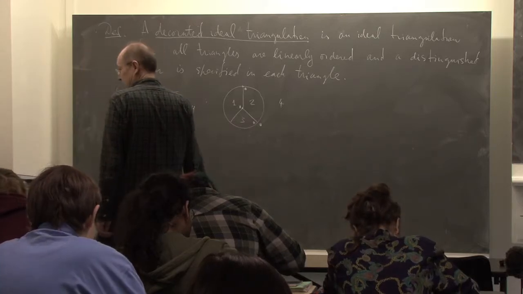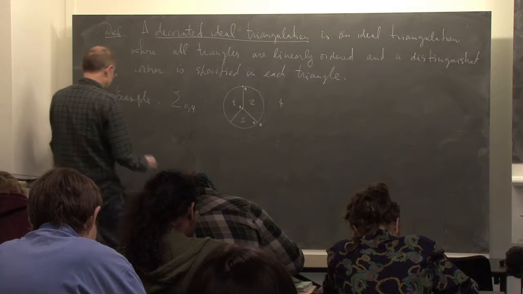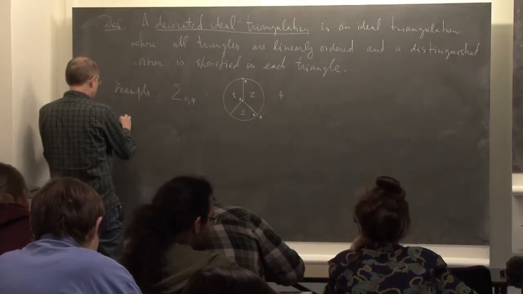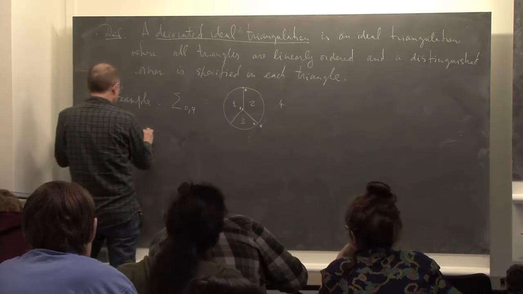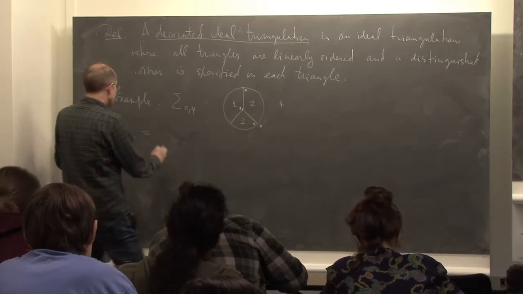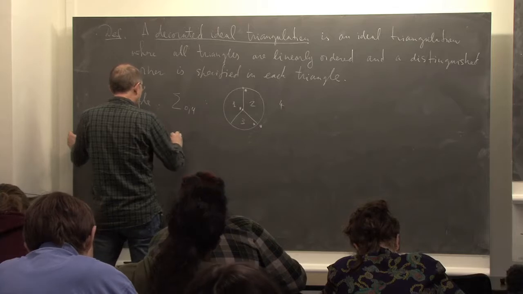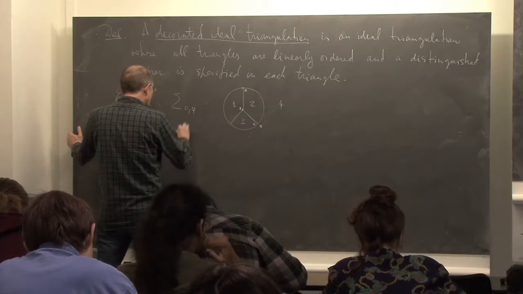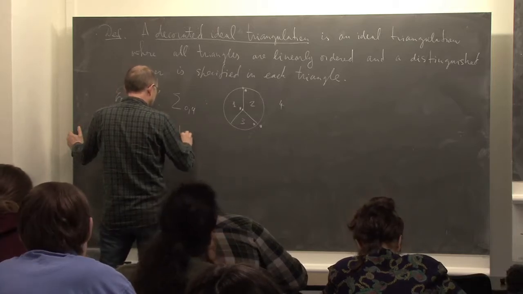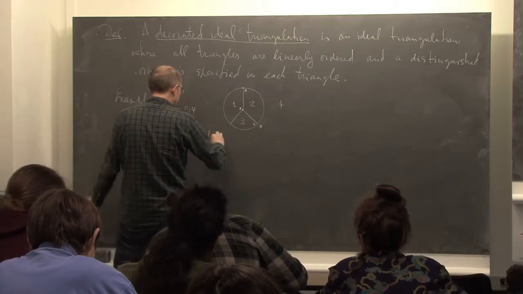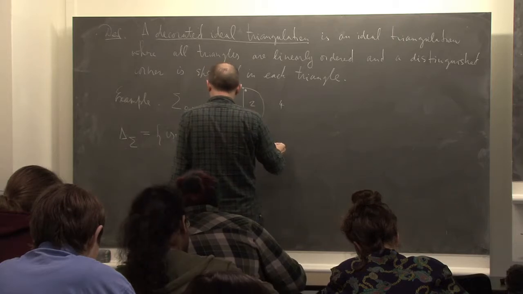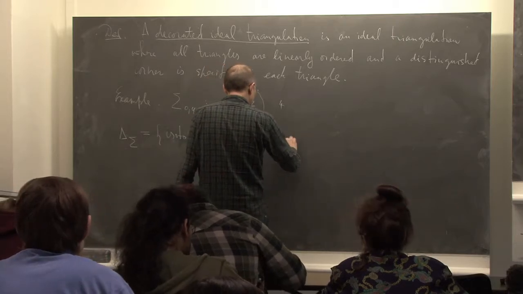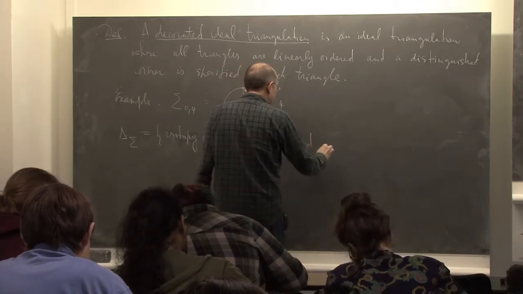And now we define a set, delta sigma. This will be the set of isotopy classes of decorated ideal triangulations.